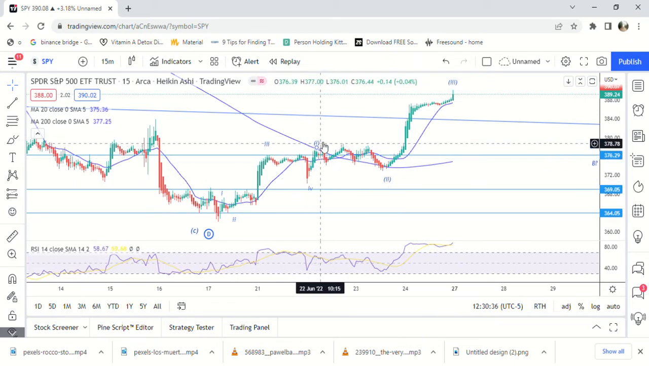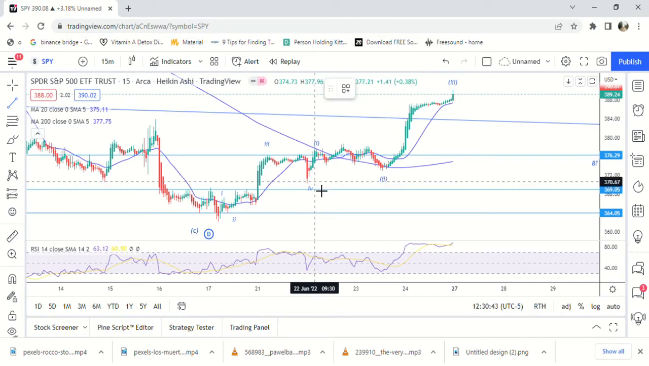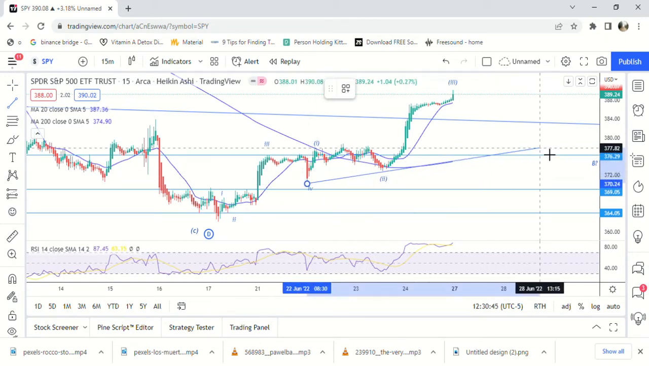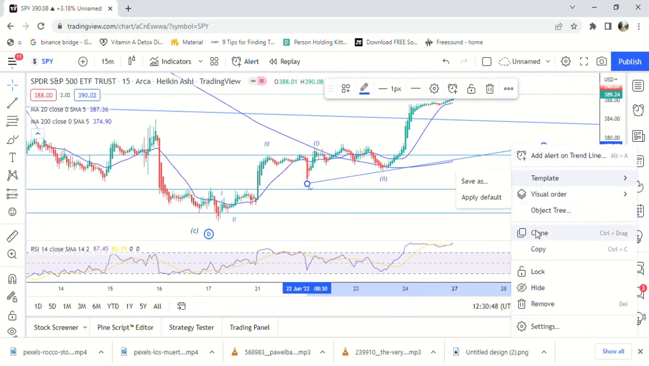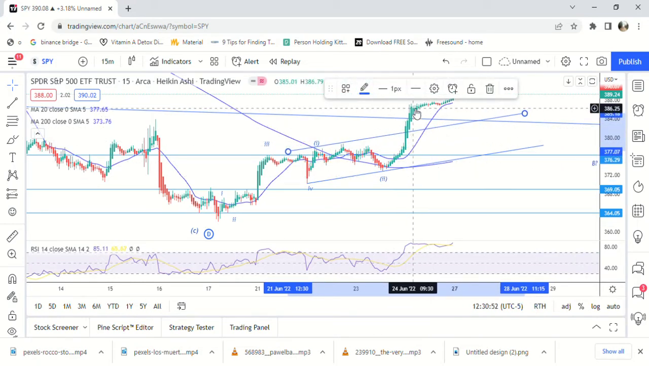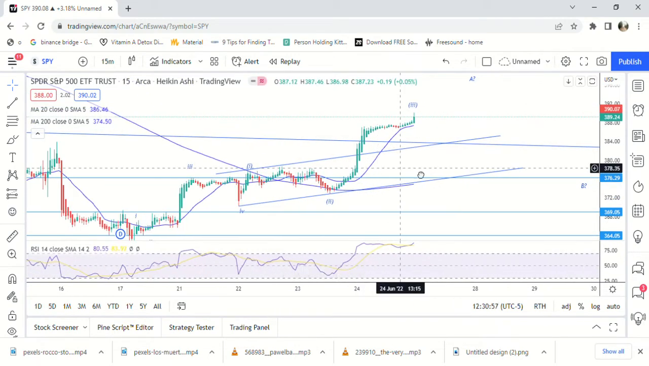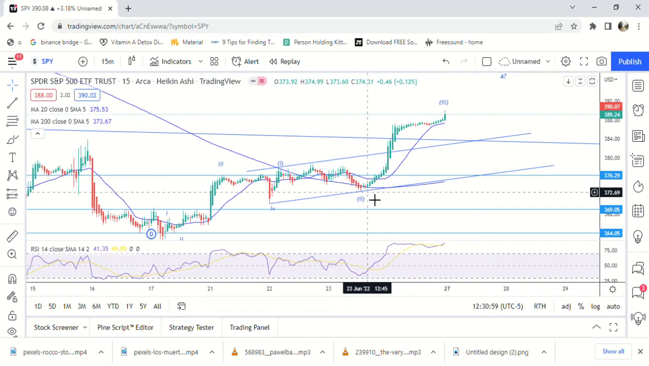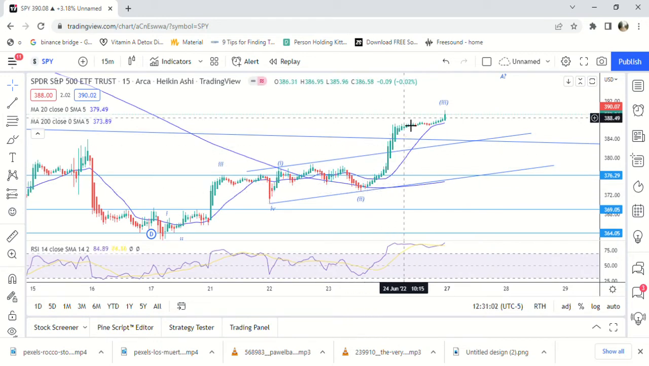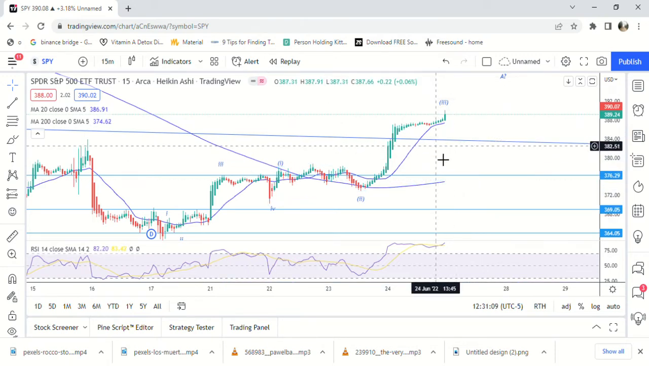So we have 1, A, B, C, 2. So then we can start at the end of the fourth wave, go down here, clone it, top of this, and clearly the third wave has started right there. So then you can go down in time frame as much as you want. Look at this. We have 1, 2, 3, 4, 5 is what it looks like to me right now in the 15-minute time frame. Could go lower in time frame, but I'm probably not going to do that right now.